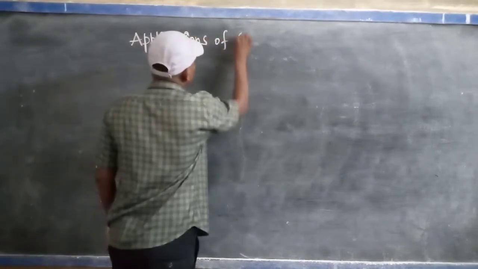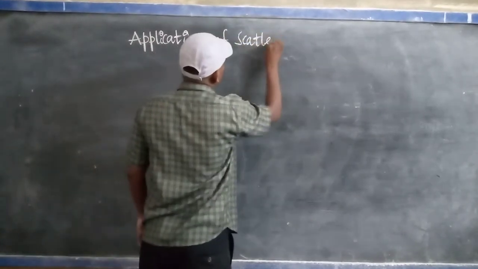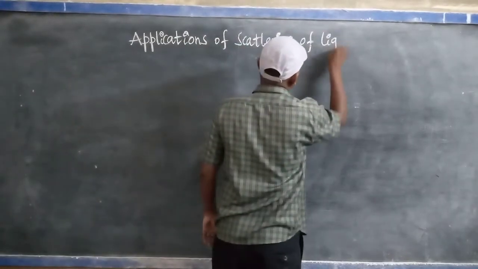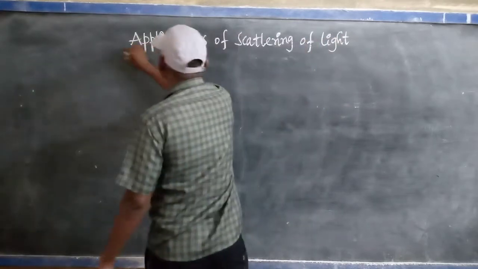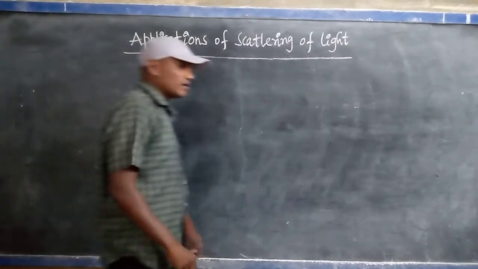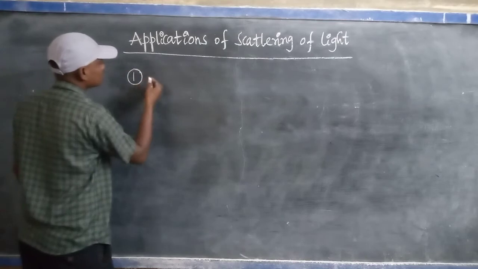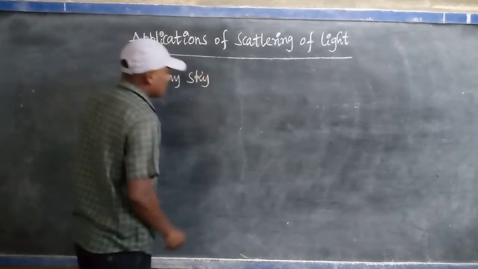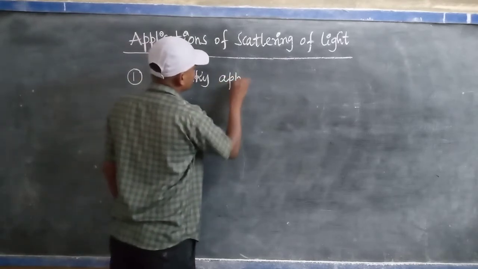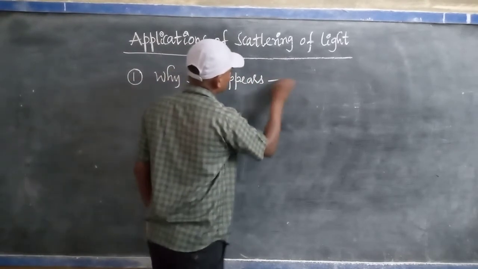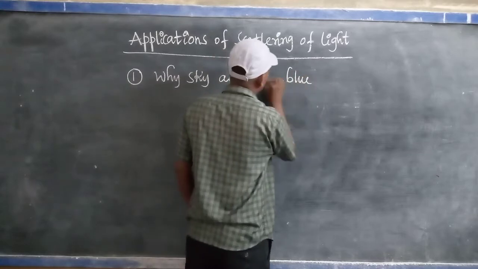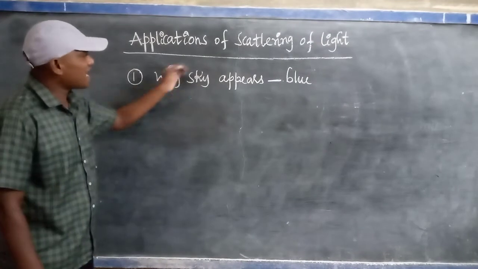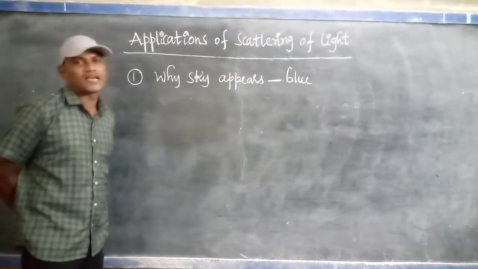Applications of scattering of light. The first one is why the sky appears blue in color. Listen very carefully. The first one is why the sky appears which color? Blue in color.